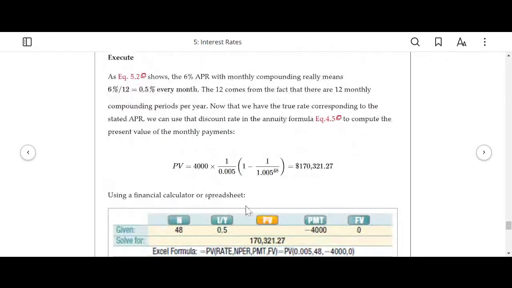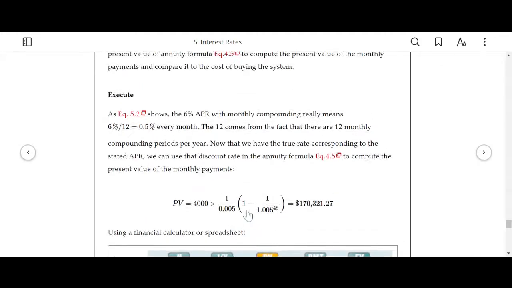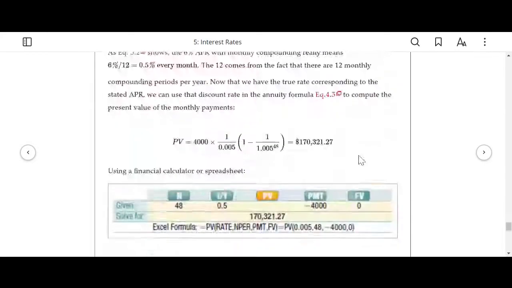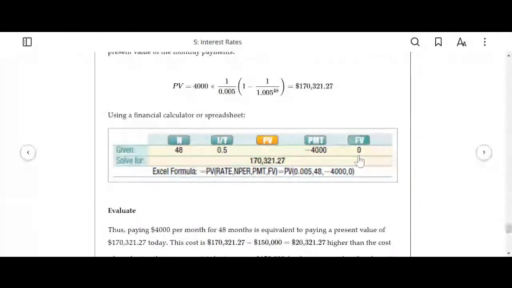So in this one, this was the course of leasing system for 48. The number of periods is 48, and the interest amount is monthly. So we're going to say 5 divided by 12, and then the payment is going to be negative 4,000, and then you calculate for the present value.